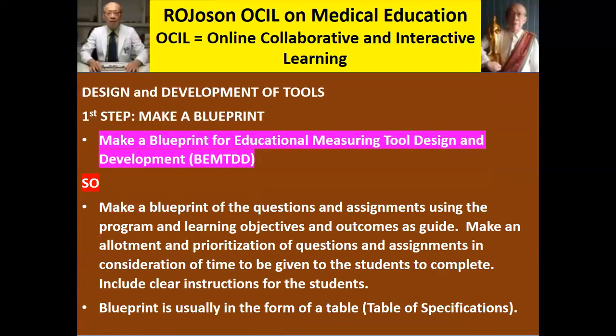So make a blueprint of the questions and assignment using the program and learning objectives and outcome as guide. Make an allotment and prioritization of questions and assignment in consideration of time to be given to the students to complete. Include clear instructions for the students. Blueprint is usually in the form of a table. That's why it's also called table of specifications.